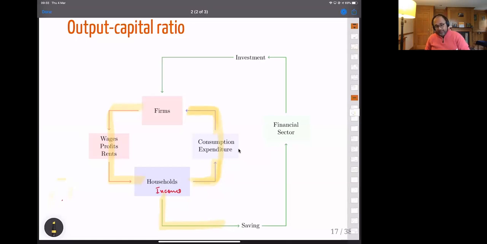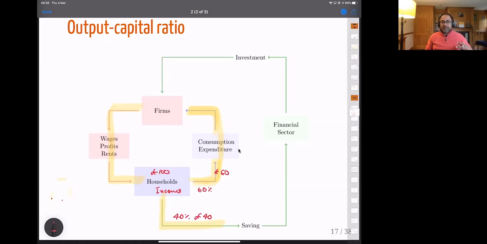So, let's take a simple example. Let's say 60% of the income goes towards consumption and 40% of it goes towards saving. So that means if the households were paid £100 in income, they would spend £60 on consuming things, and they would put £40 as saving in the banks or wherever they go.